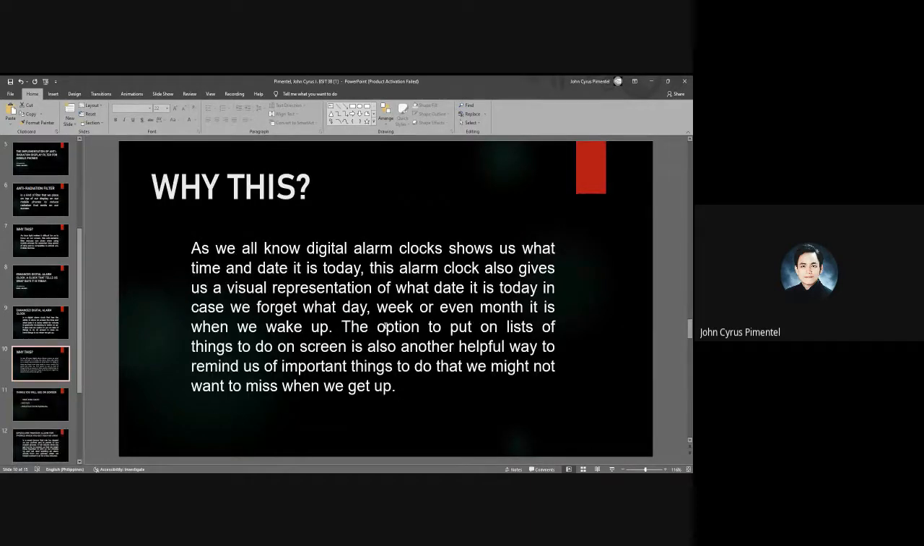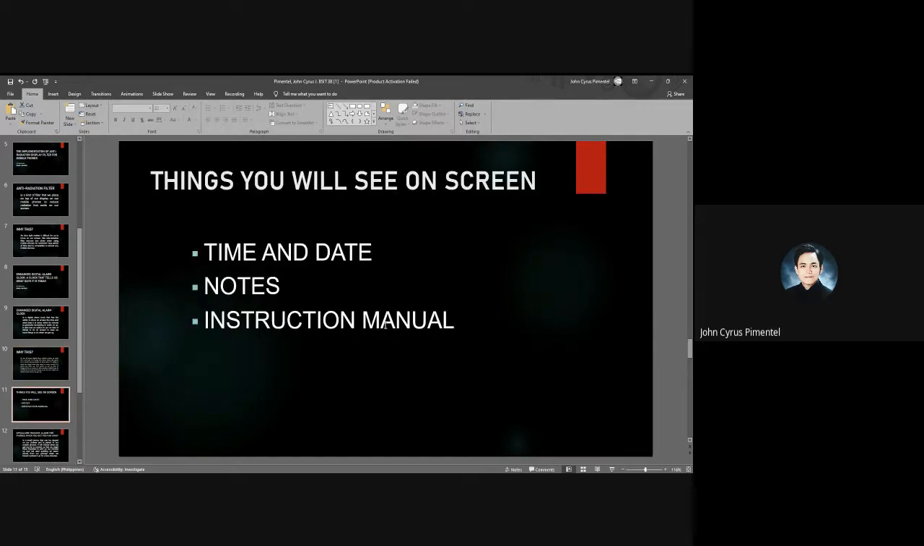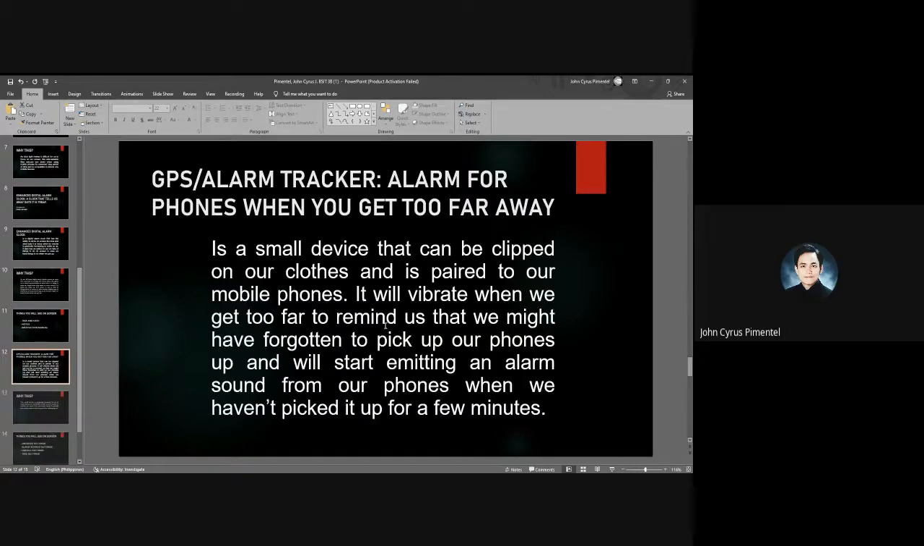Why this? As we all know, digital alarm clocks show us what time and date it is today. This alarm clock also gives us a visual representation of what date it is today in case we forget what day, week, or even month it is when we wake up. The option to put on lists of things to do on screen is also another helpful way to remind us of important things to do that we might not want to miss when we get up. Things you will see on screen: time and date, notes, instruction manual.